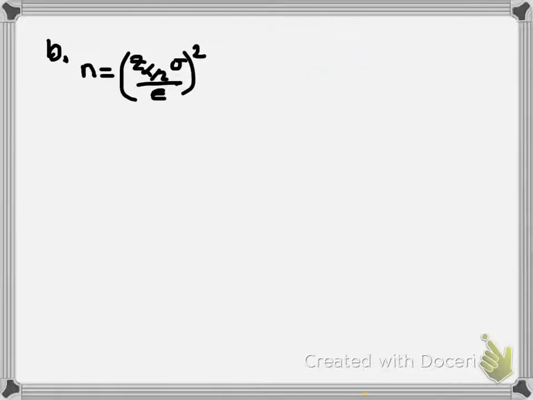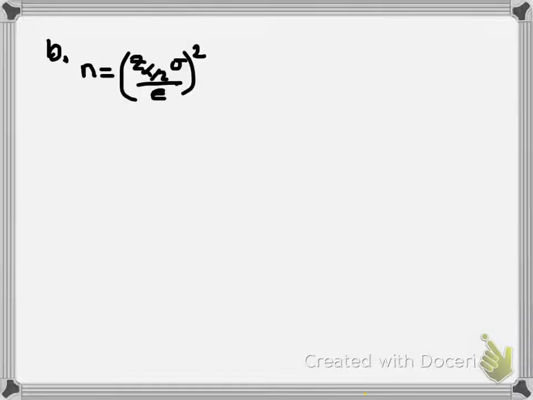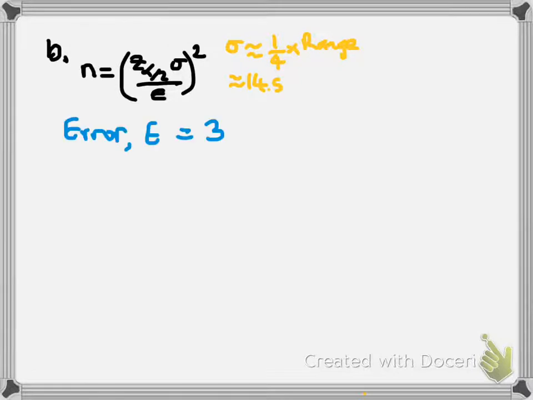The range is from 50 to 108, I'm just going to go back to the previous page. Using that information, 1/4 times 108 minus 50, you will get 14.5. That will give you a rough estimate for sigma, the population standard deviation. Then we know the error is 3 according to the question, and so we can find our Z.